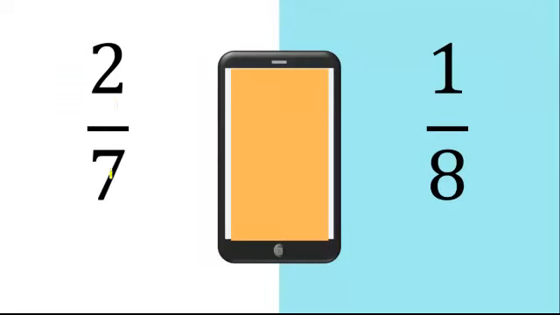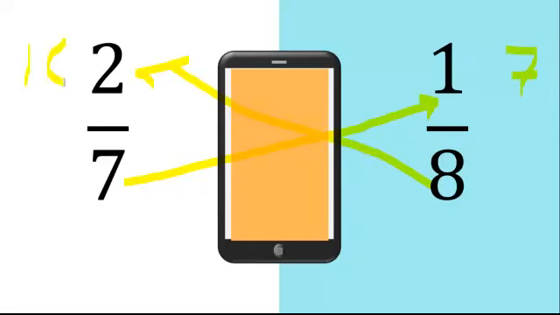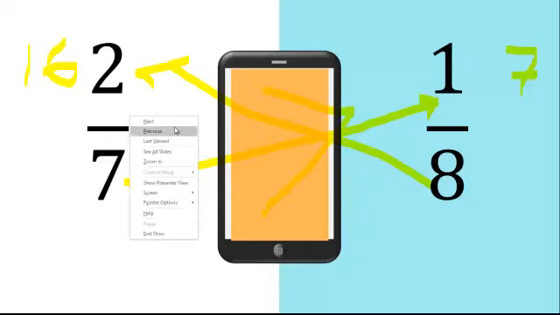Another example. If I want to compare between 2 sevenths, beg your pardon, or 1 over 8 or 1/8, which is greater? Also, I'll multiply the denominator by the numerator. 7 multiply 1 equal 7. And 8 multiply 2 equal 16. So, which is greater? Yes, it's the 16.